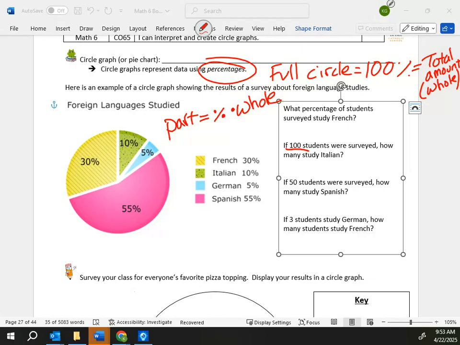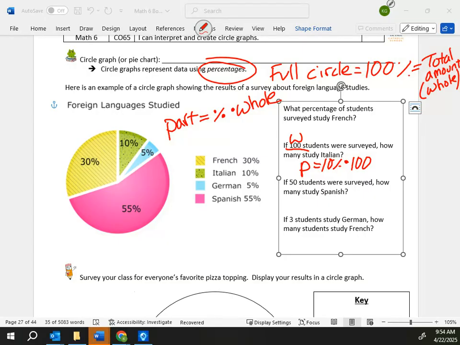If they're asking for the part, for example, if 100 students were surveyed, how many studied Italian? Well, 100 students surveyed would be my whole amount. So I'm looking for the part that studies Italian. We know Italian was that 10% times my whole of 100. I'm just going to straight up do that math of multiplying it through.